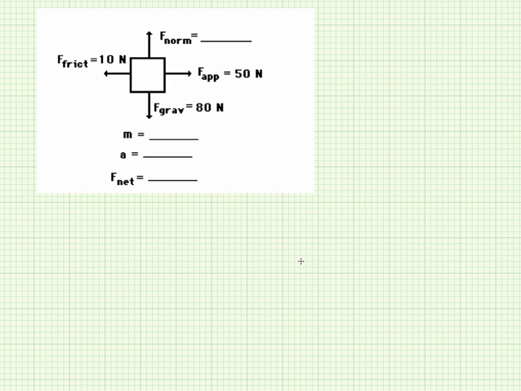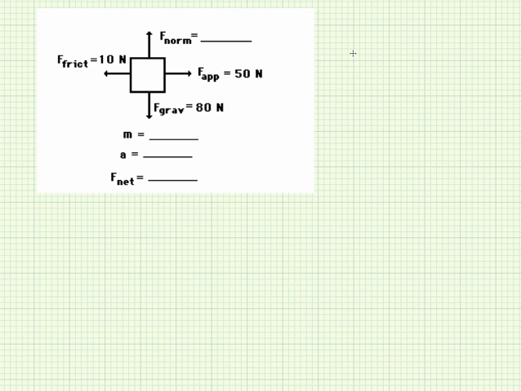Welcome back to PV Online, and we're going to solve the puzzle of filling out the empty blanks. You can see with this object, whatever it happens to be, that we have an applied force of 50 newtons acting to the right. Friction has a force of 10 newtons. The weight of the object is 80 newtons.